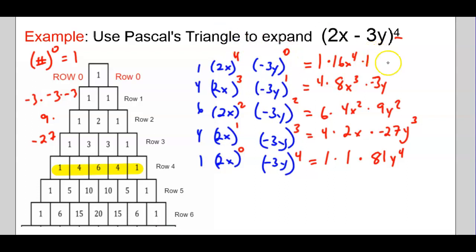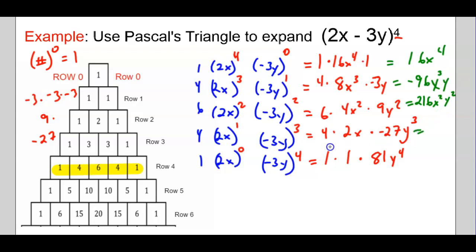So anyway, like we did with our last problem, now you just multiply straight across. So 1 times 16x to the fourth times 1 is going to be 16x to the fourth. Right here we have negative 4 times 8, which is 32. 32 times negative 3, 32, 64, 96. So a negative 96x cubed y. There we go, straight across. Right here we have 6 times 4 is 24, so 24x squared. 24 times 9y squared is going to be 216x squared y squared.